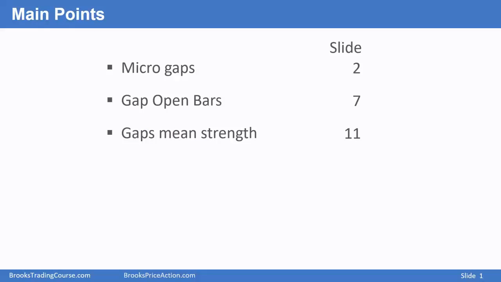I'm going to begin by talking about micro gaps. These are very small gaps that most traders do not even realize exist. One type of micro gap is a gap open bar, where the open of a bar is above or below the close of the prior bar, and that often is an indication of what the market is trying to do. And I want to make the point that gaps mean strength.